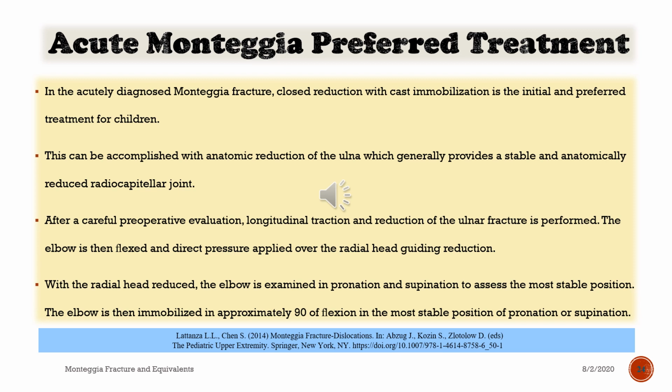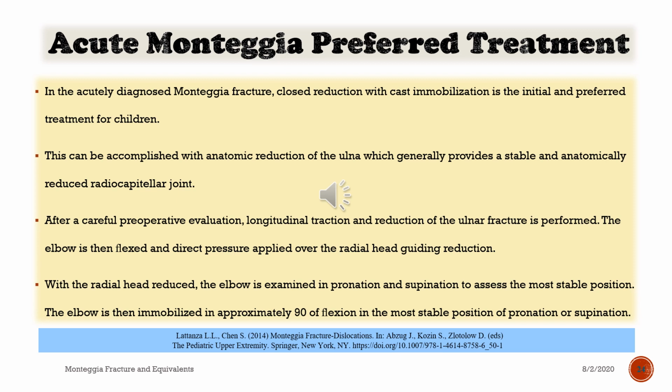In the acutely diagnosed Monteggia fracture, closed reduction with cast immobilization is the initial and preferred treatment for children. This can be accomplished with anatomic reduction of the ulna, which generally provides a stable and anatomically reduced radiocapitellar joint.